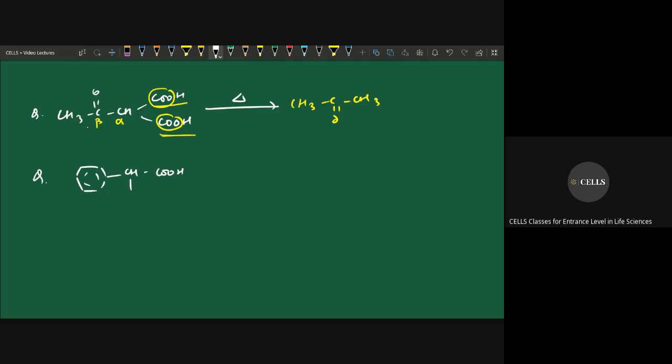Beta keto or beta unsaturated? Okay, that is important. What will be the answer? Option.